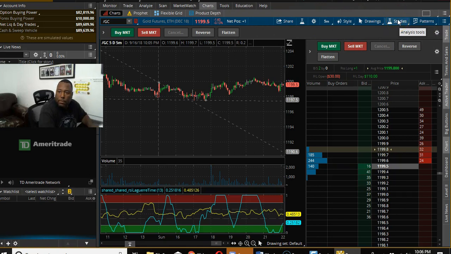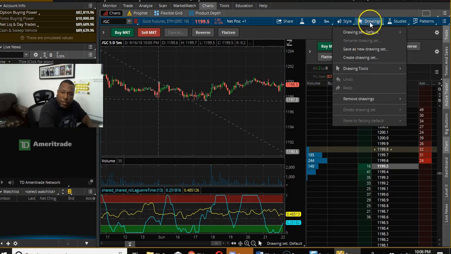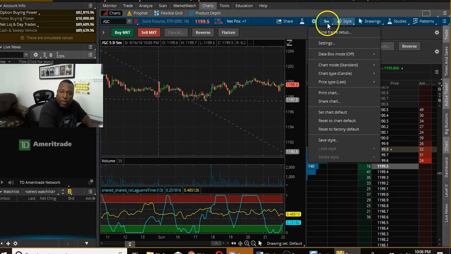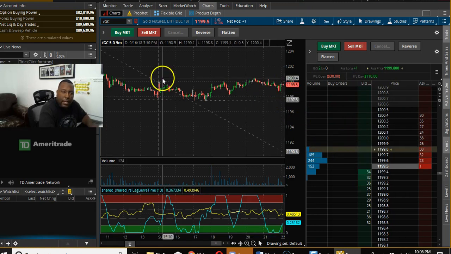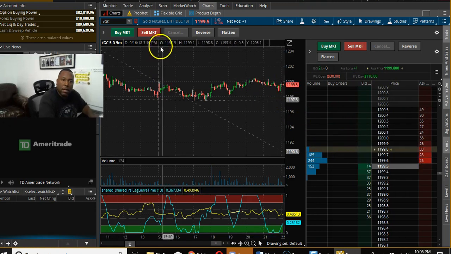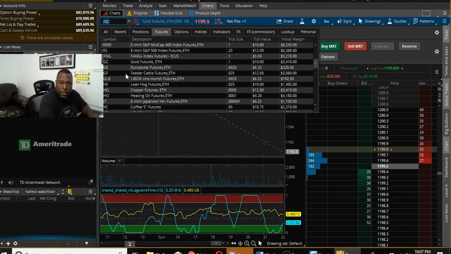You can load different studies that I already have programmed, which I'll share with you. I'll share some of this, but I wanted you guys to just start playing with the different buying and selling. This is a paper account. This is the first step into getting into it. So this is gold. So let's go to Bitcoin.